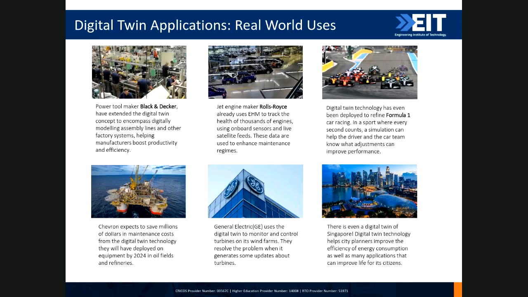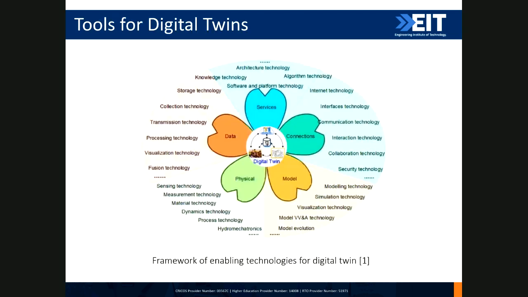Apart from that, we have quite a few other real world application scenarios. So Black & Decker, the power tool maker, is implementing digital twins to encompass digitally modeling assembly lines and other factory systems. Rolls-Royce, even Formula One cars are being benefited by this digital twin technology. Chevron, GE, we have already discussed, and the digital twin of Singapore itself exists. And recently I came across a news that they have also created a digital twin of Shanghai. So those digital twins of the cities are also there. So those were some of the applications.